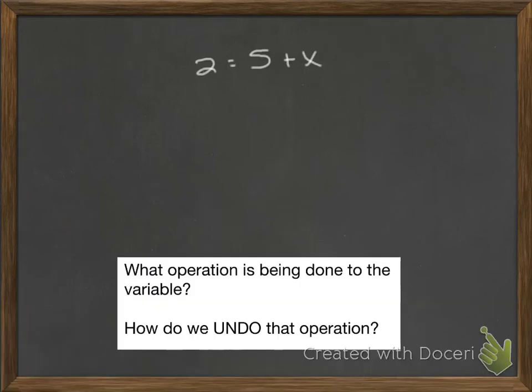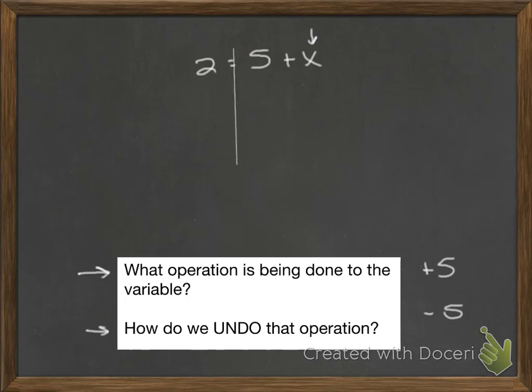Let's look at this next example. So we have 2 equals 5 plus x. You might notice that this time x is on the right-hand side, not the left-hand side. It really doesn't matter where x appears in our equation because we're always going to be asking ourselves this question: what is being done to the variable and how do we undo it? So hopefully we can all agree that 5 is being added to x. So what is being done is plus 5, and the way we undo that is by subtracting 5.